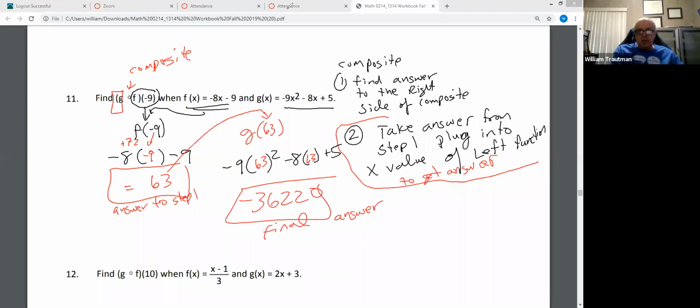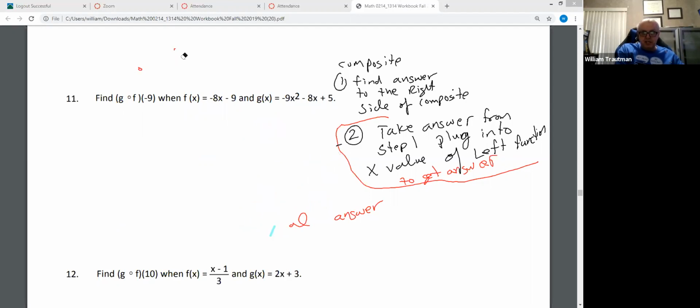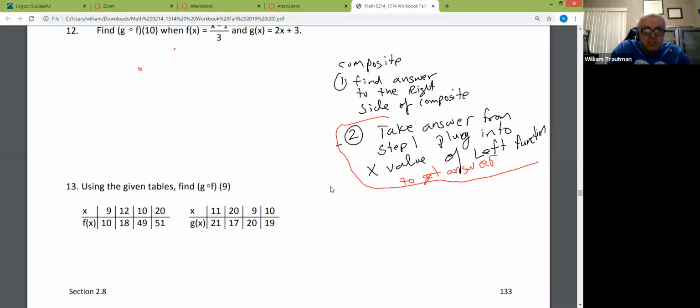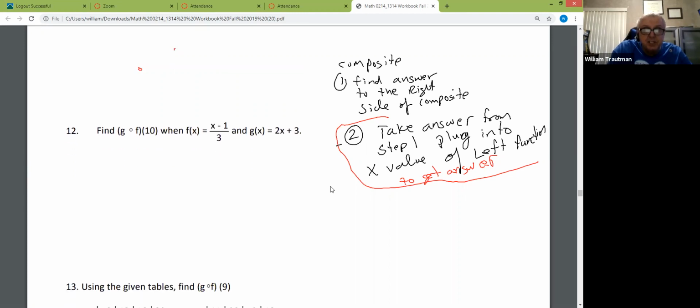All right, one more, I think. Did I say there's 12 or 13? I almost forget. No, we have 13 also. Good. 12 and 13. All right.